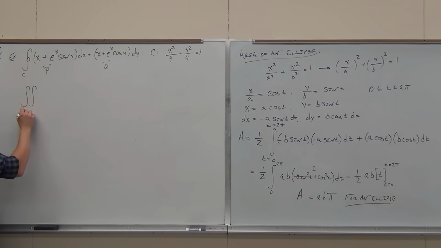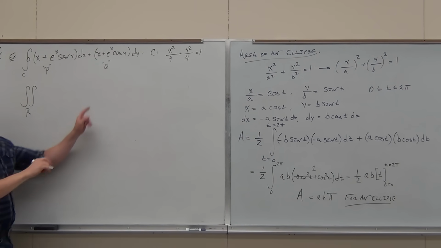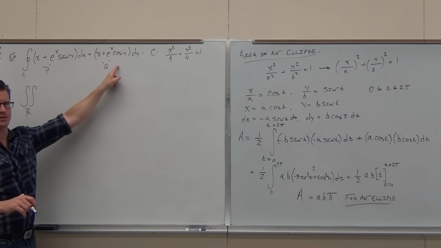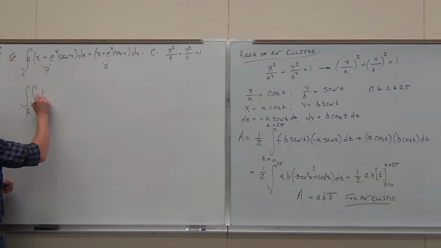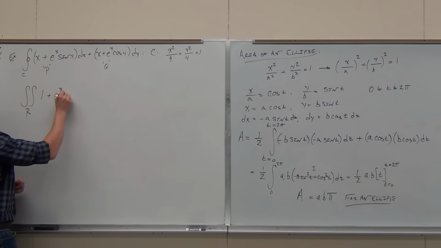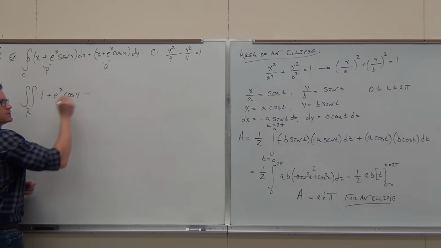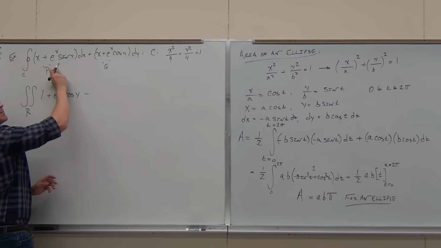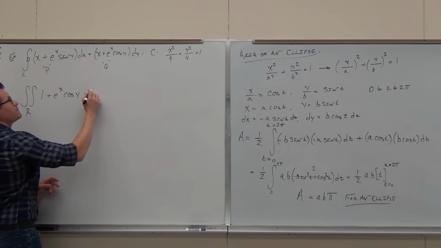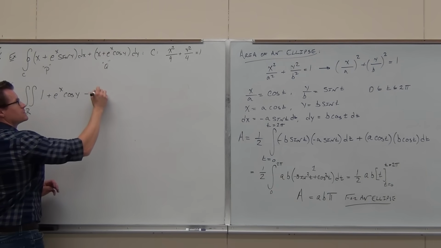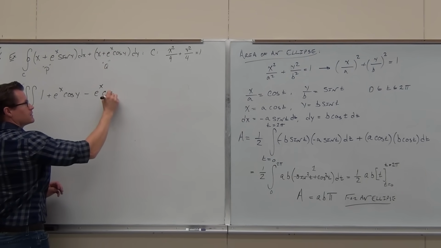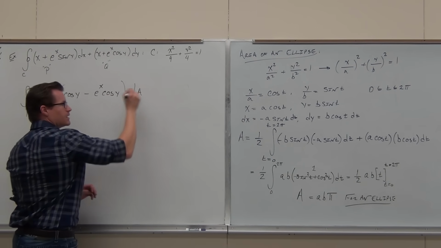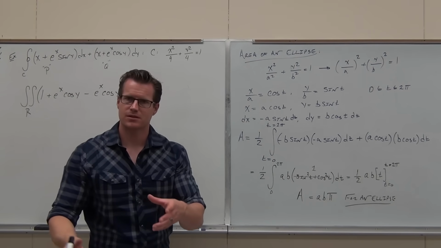If we set up Green's theorem, you make the R every single time. Take the partial derivative of this guy with respect to what, please? X. 1 plus e to the x cosine y. Do you see where it comes from? Minus the partial derivative of this with respect to what? Y, which would be e to the x cosine y. dA.